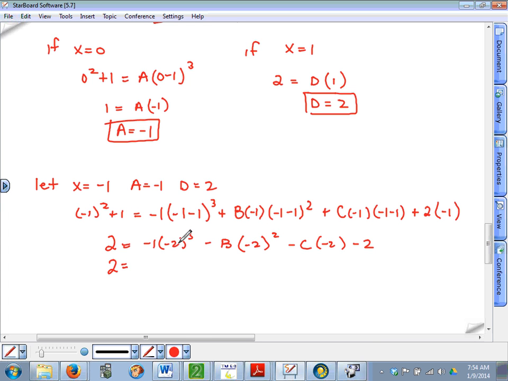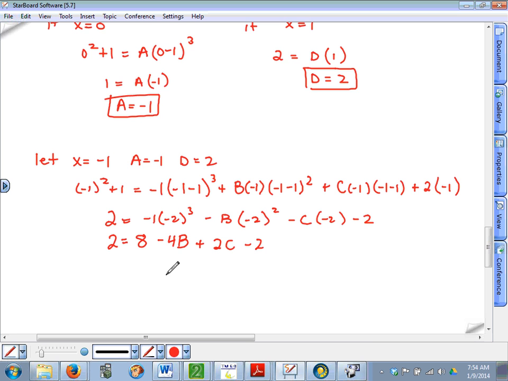This first term, -2 to the third power is -8, but -8 times -1 is +8. -2 squared is 4. 4 times -b is minus 4b. We're going to have a plus 2c minus 2. So if we take 2 away from the 6, we're going to have 2 equals 6 minus 4b plus 2c. Subtract the 6 to the other side, you're going to get -4 equals -4b plus 2c.